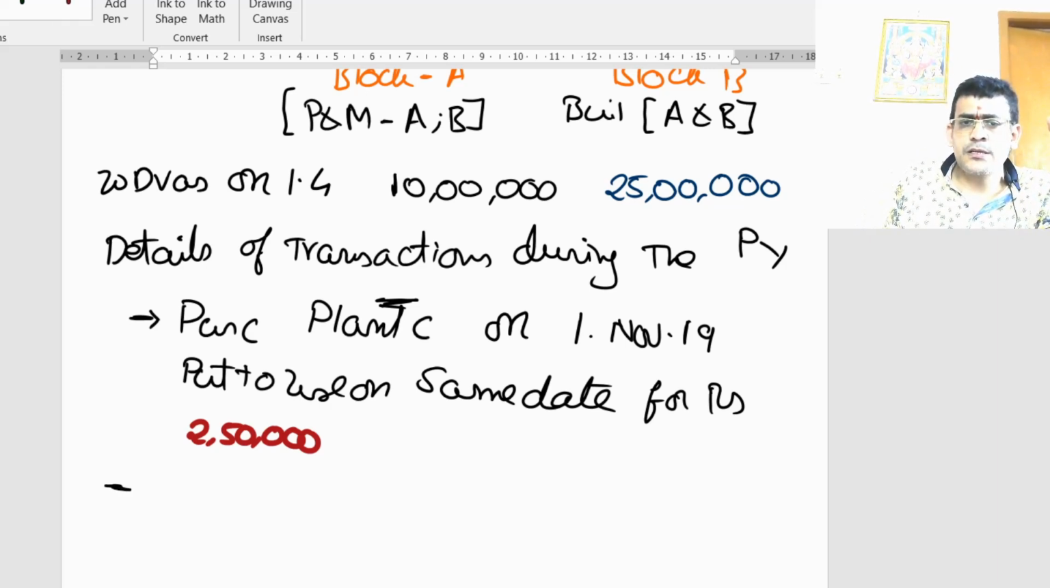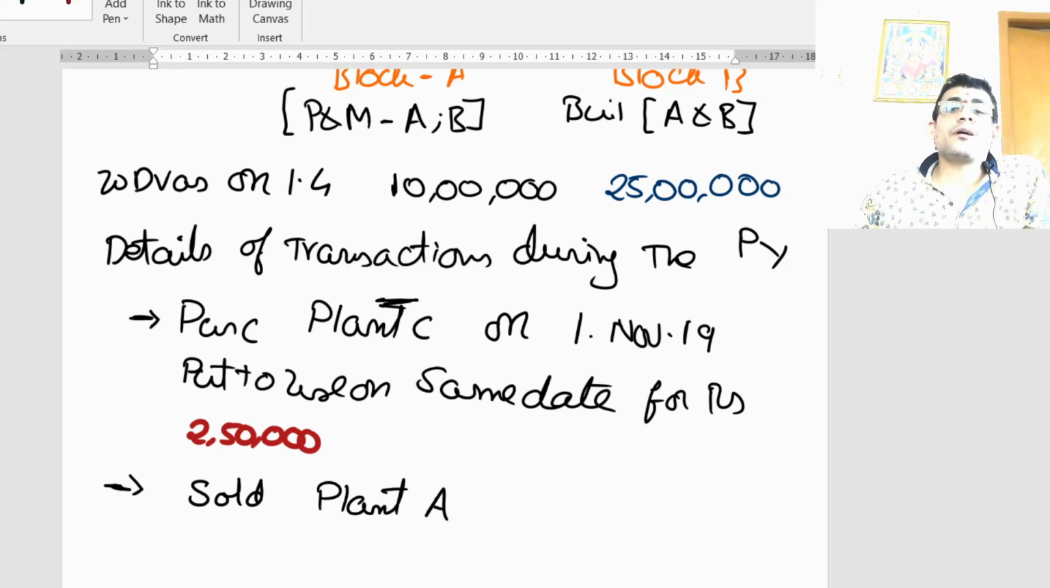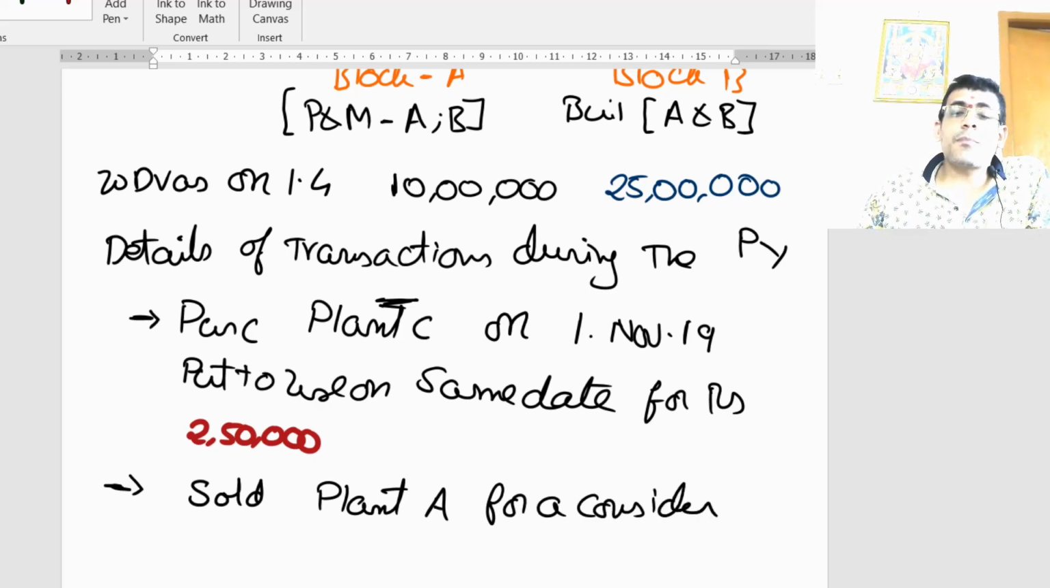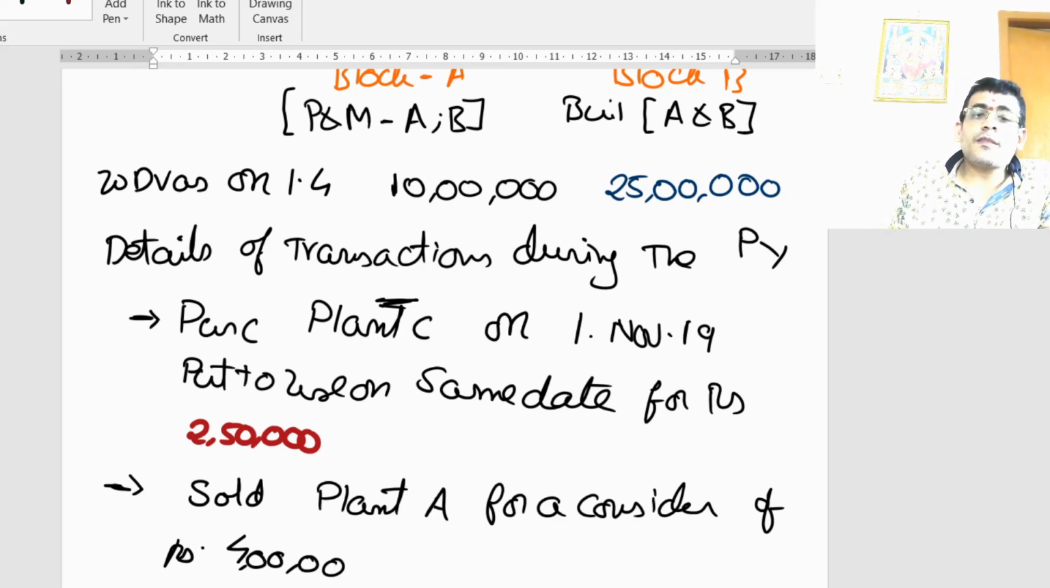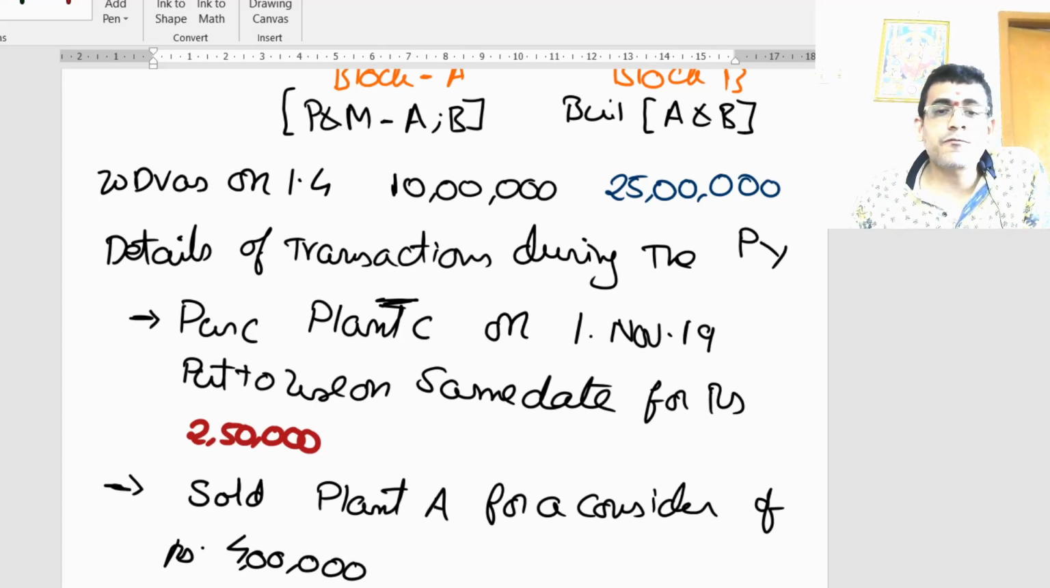Then let us consider your second point. Sold plant A for a consideration of rupees what? Let us consider in the first case, again, I will change this example. Let us initially consider the plant A was sold for rupees 4 lakhs. Let us assume the plant was disposed for a consideration of rupees 4 lakhs.